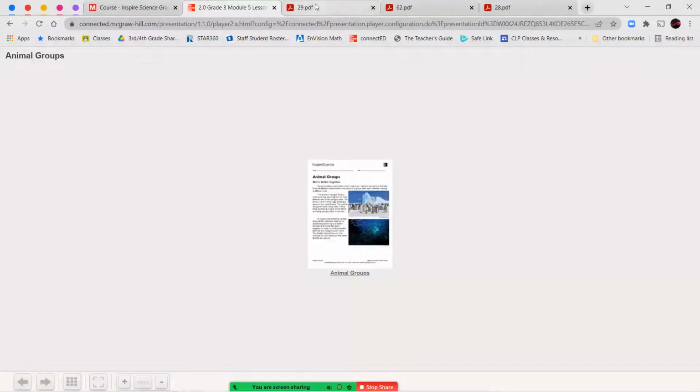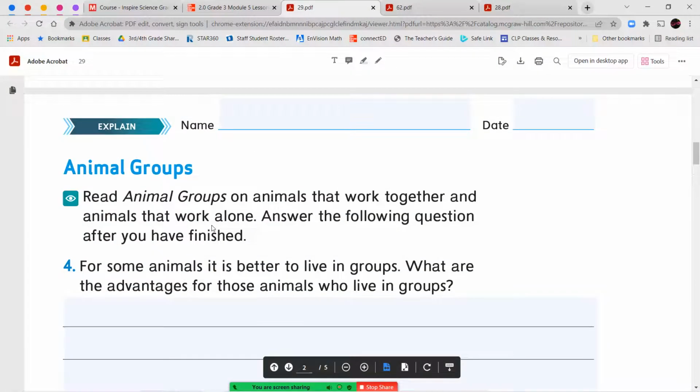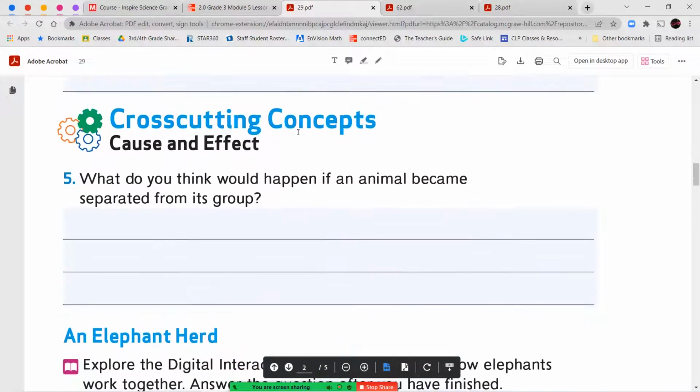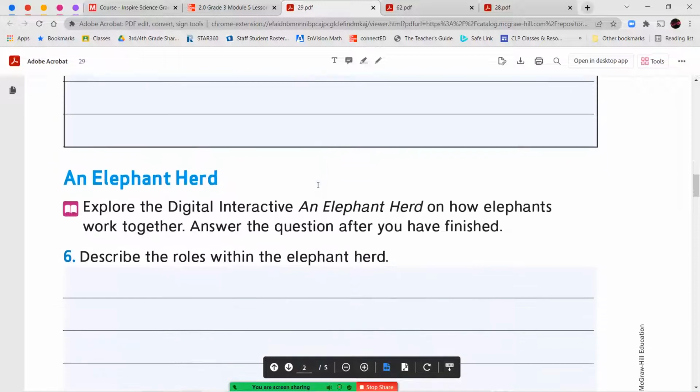Now you'll go ahead and answer those questions. Some of the advantages for living in a group. And then this one is your opinion based on what you've learned. What do you think would happen if an animal became separated from its group?